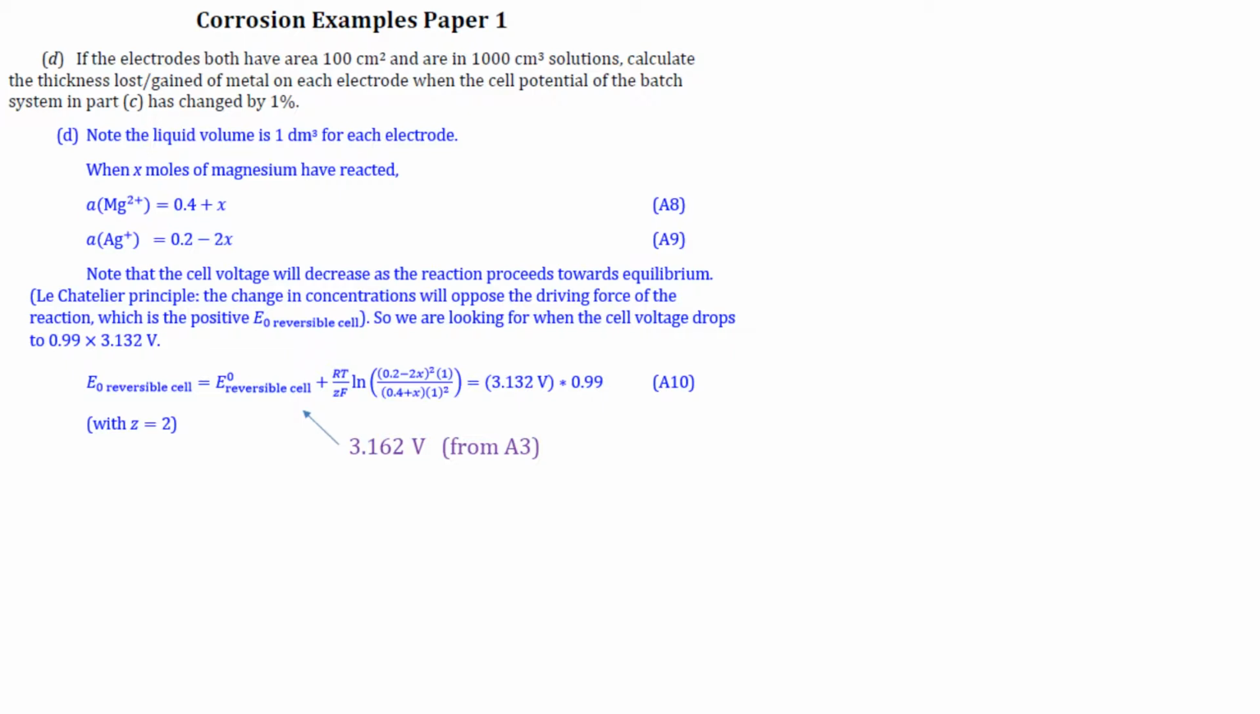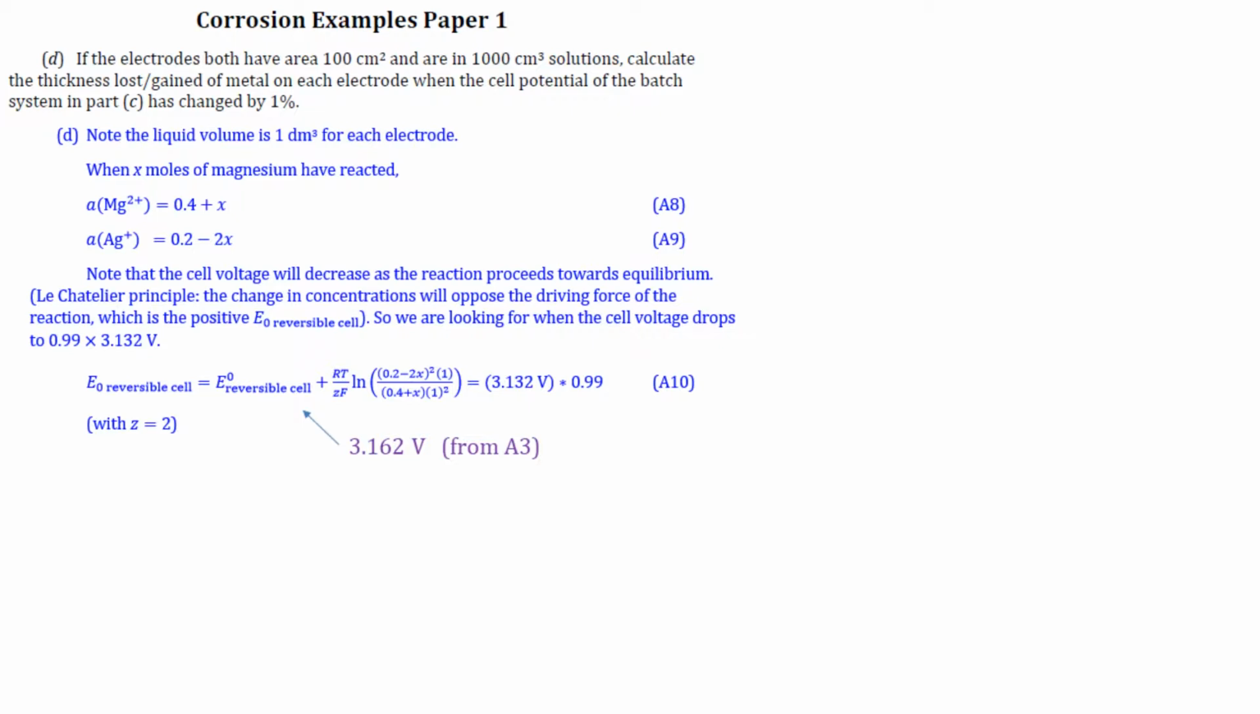Because there is 1 liter of solution, if small x moles of magnesium dissolve, and hence 2x moles of silver plate out to balance the charge, the magnesium ion activity just becomes 0.4 plus x, as in equation A8, and the silver ion activity becomes 0.2 minus 2x, as in equation A9. The question asks about the cell voltage dropping by 1%. In other words, it needs to become 99% of the original 3.132 volts found in part C, so it needs to fall to about 3.101 volts.